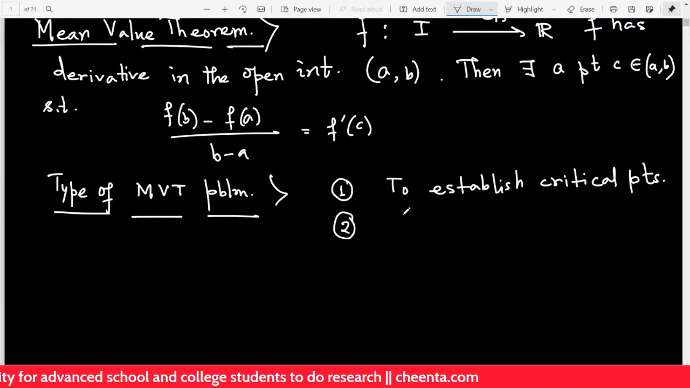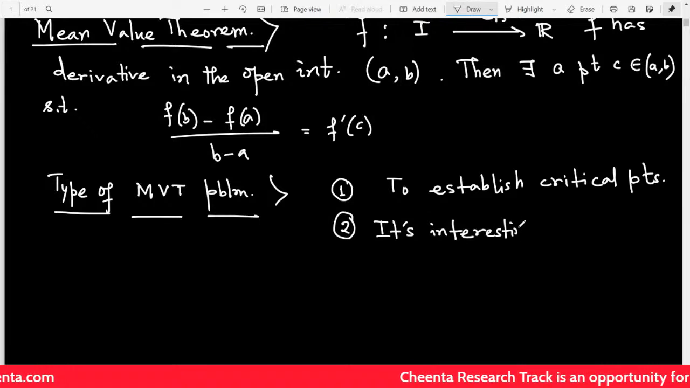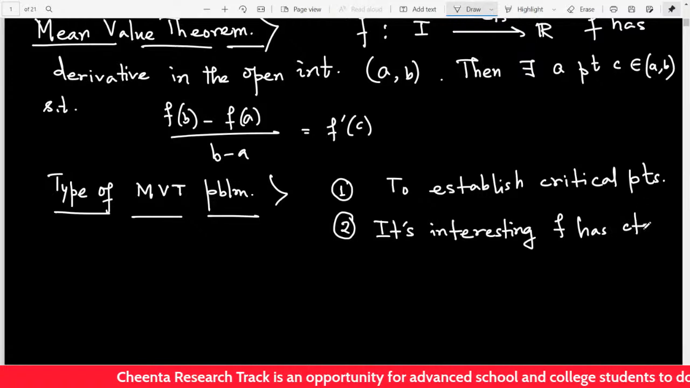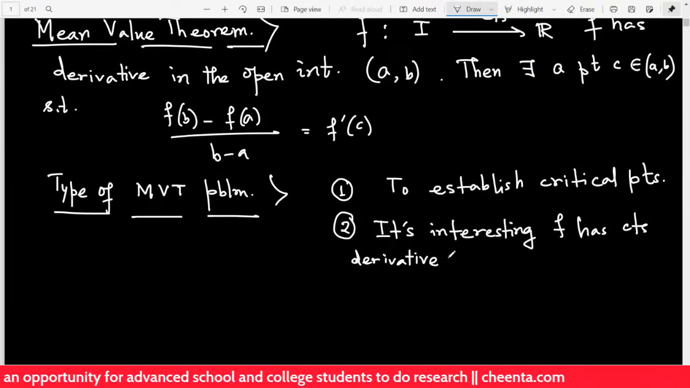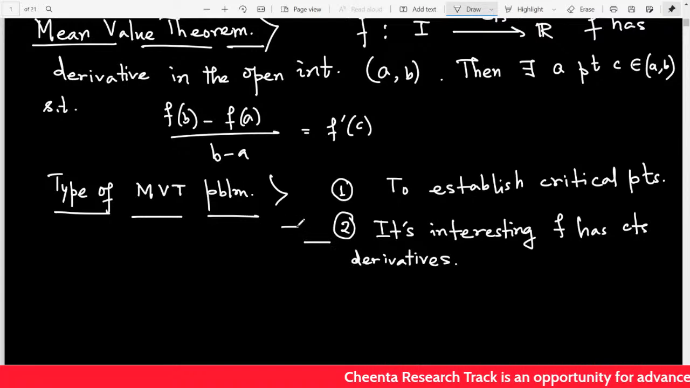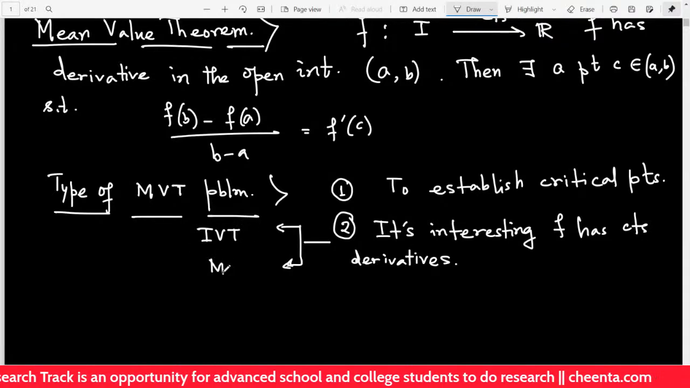Secondly, it is interesting when f has continuous derivatives. Whenever f has continuous derivatives, that means the derivatives are themselves continuous. In this type of scenario, you should always look for an application of both IVT, the intermediate value theorem, and MVT.